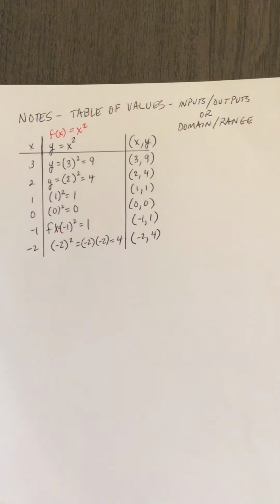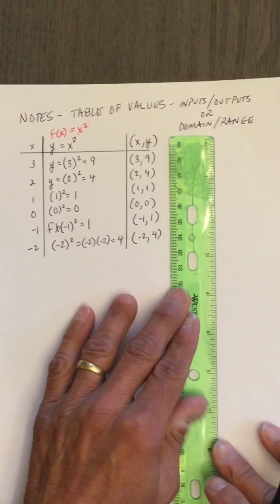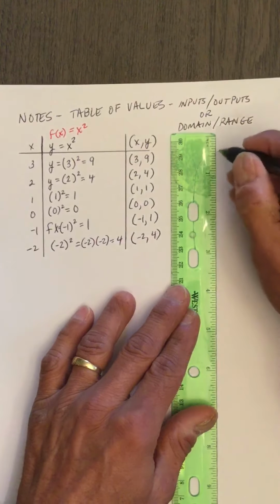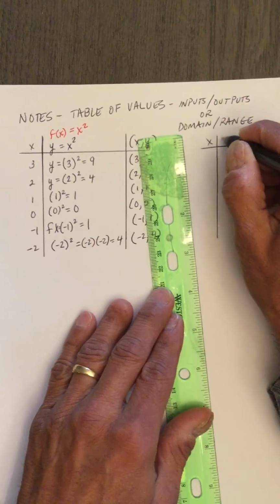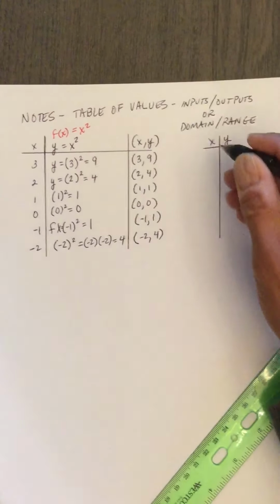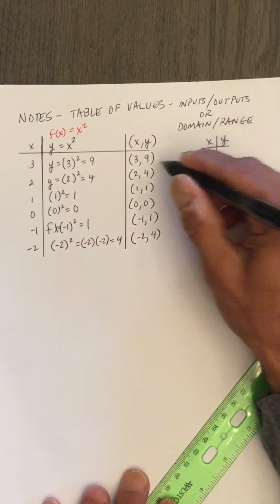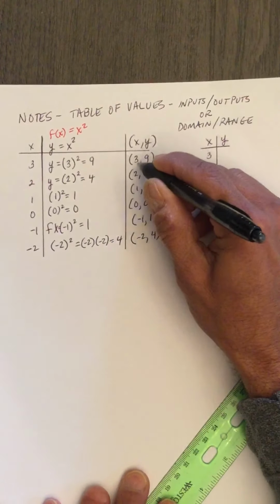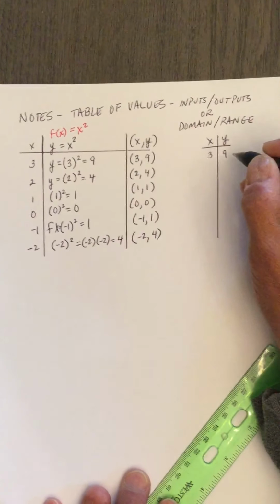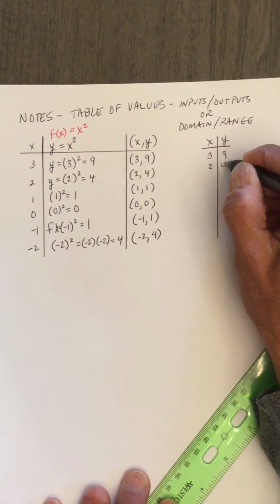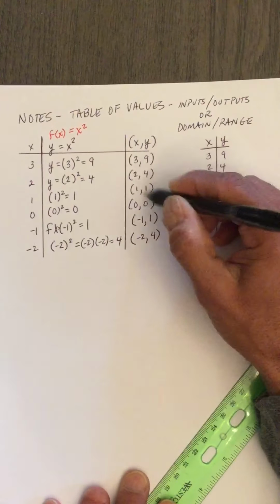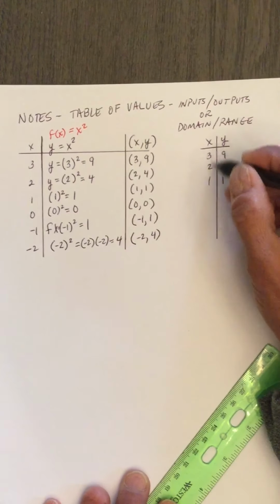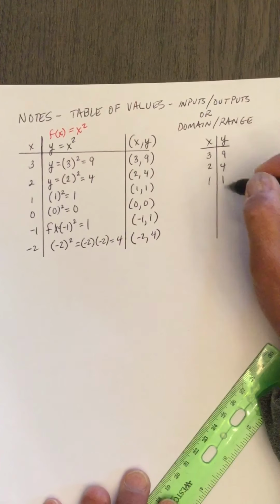Now sometimes you see the input and output tables that look like this. What happens here is when I put in a 3, I get a 9 out. When I put in a 2, I get a 4 out. When I put a 1, I get a 1 out. I'm just looking at this right here. These are the numbers that go into the problem. These are the numbers that come out.